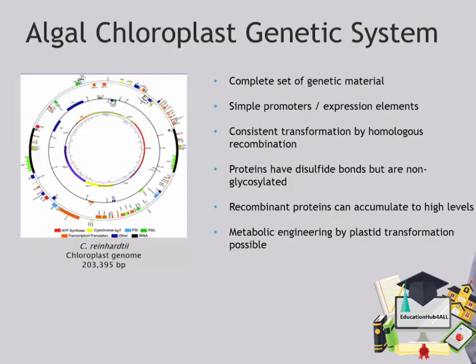They have very simple promoters. Transformation proceeds by homologous recombination. That's important because we can precisely target genes. Proteins have disulfide bonds, and they're folded correctly, but they're not glycosylated. And importantly, we can get recombinant proteins to accumulate to relatively high levels.